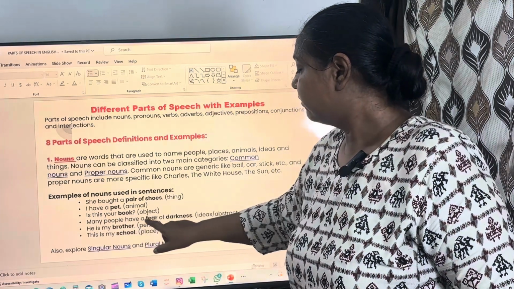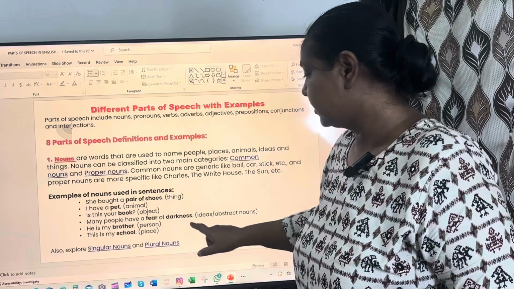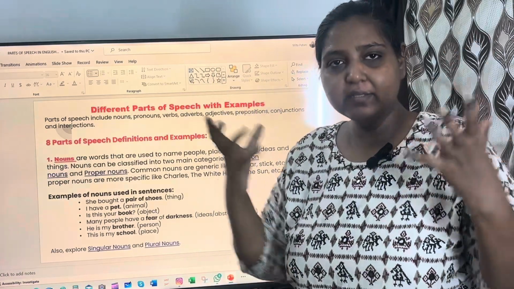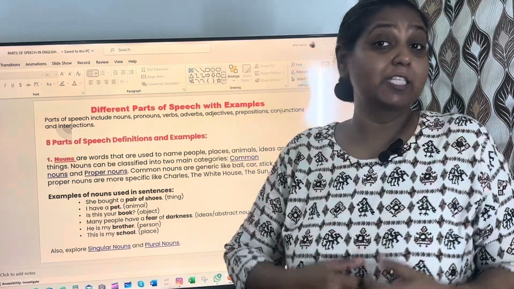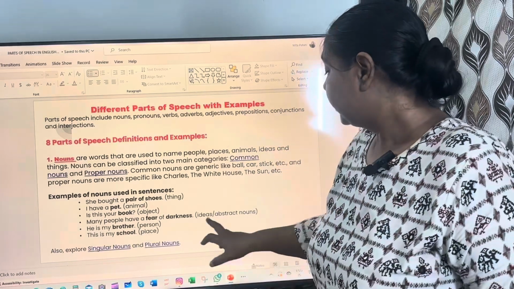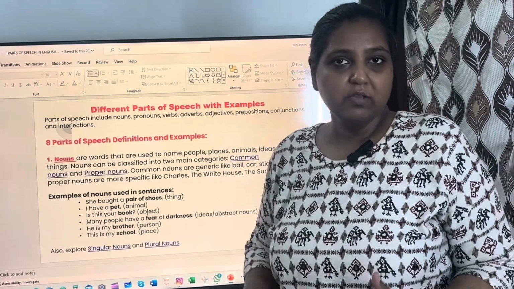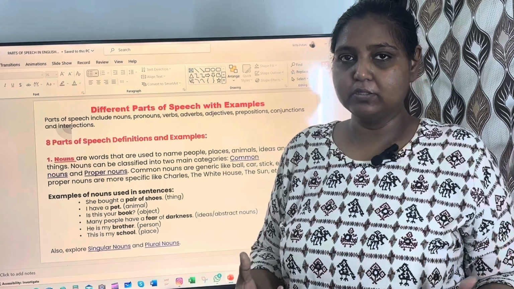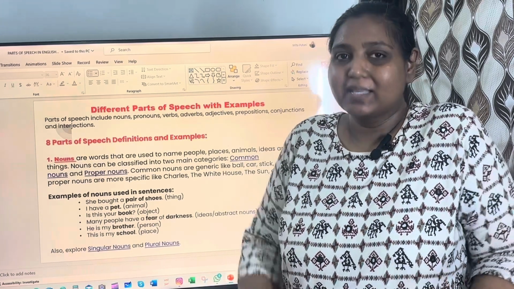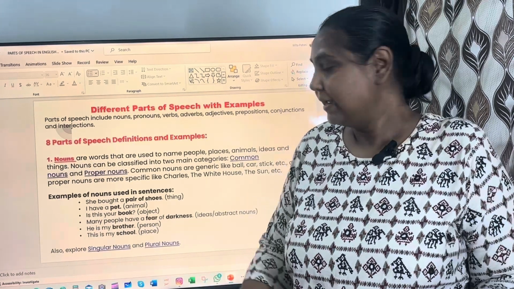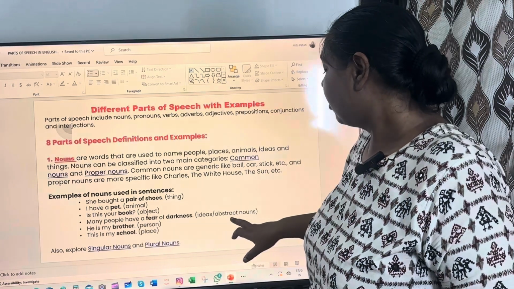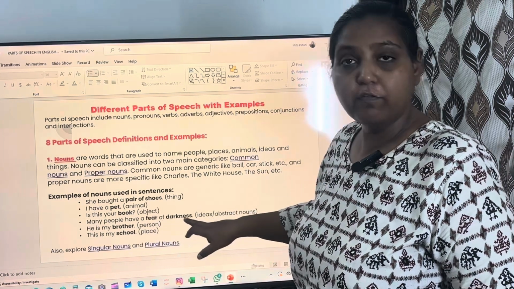Many people have a fear of darkness. It is an idea. It is an expression of your thought. That is why it is called an abstract noun. You cannot see the thought, you can just express and understand. So that is why it is an idea or abstract noun, a fear of darkness.